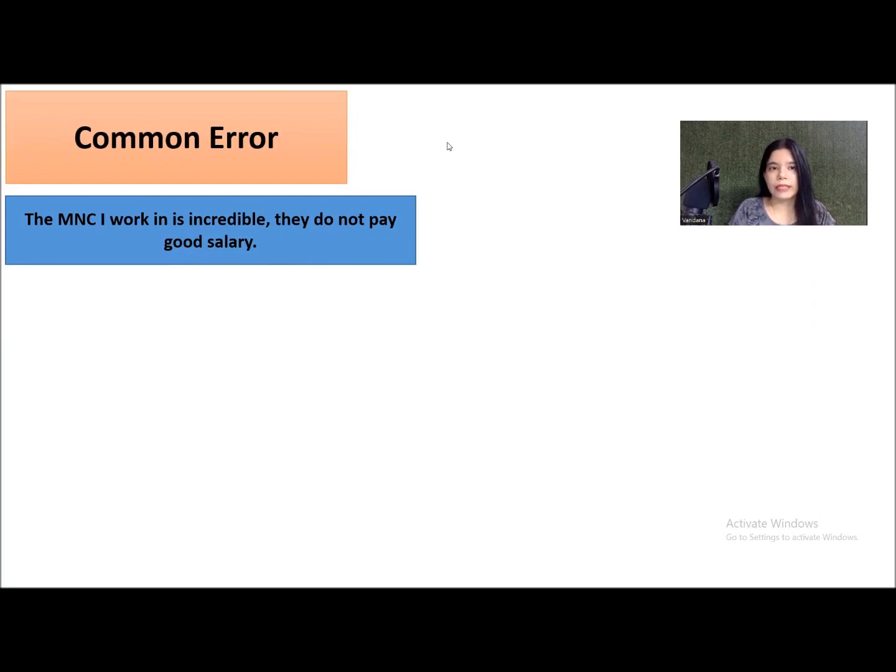I hope this clarifies everything about compound sentences, complex sentences, and using correct punctuation along with them.